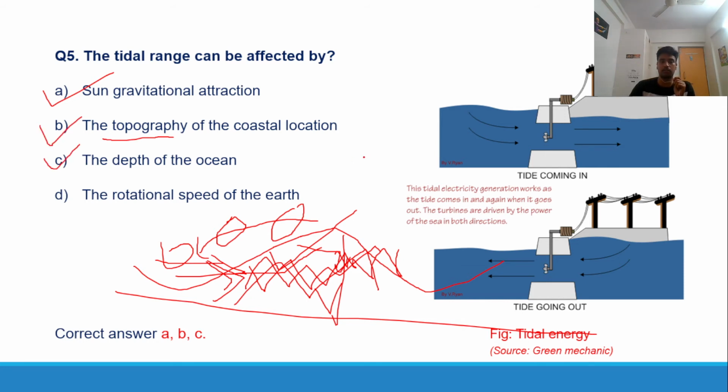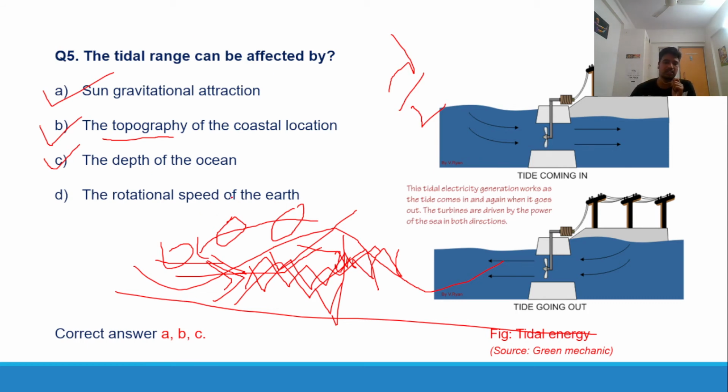Depth of the ocean, you have actually seen in the slides also. Sir has explained very beautifully how the depth of the ocean explains the lambda, the wavelength, so lambda by 2 or something. So you should go through these slides also. He has very beautifully explained and mathematically derived all the expressions for this tidal energy. So depth of the ocean also affects the tidal range.